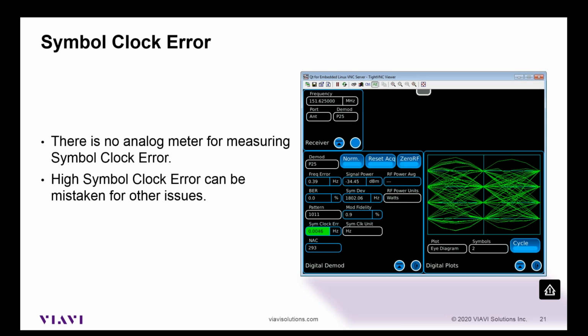So you could look at this and say, well, we've got high modulation fidelity error. Why is that? Is it because our frequency is off? Well, no, our frequency is good. Is it because our symbol deviation is off? No, symbol deviation is good. But if that symbol clock error is off, it could look like any of those other things. Once again, one of those things that we need to be able to measure, and the service monitor, a digital radio test set, will allow that.